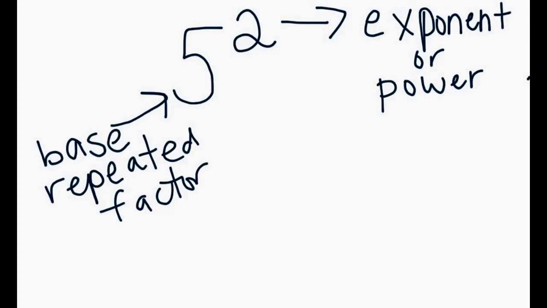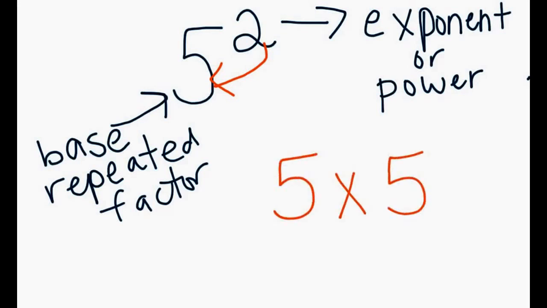And the exponent tells you how many times you want to multiply the base times itself. So for this particular expression, we would multiply 5 times 5. We would not multiply 5 times 2. That's wrong. So we want to do 5 times 5. Again, this is 5 to the second power or 5 squared.